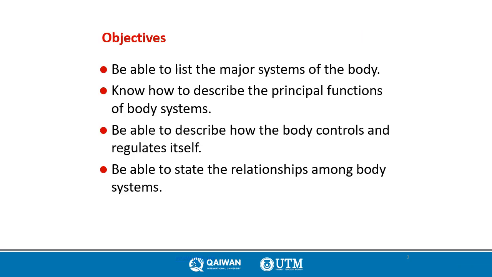The objectives are to be able to list the major systems of the body. Second point, know how to describe the principal functions of the body systems, and be able to describe how the body controls and regulates itself, and be able to state the relationship among body systems.